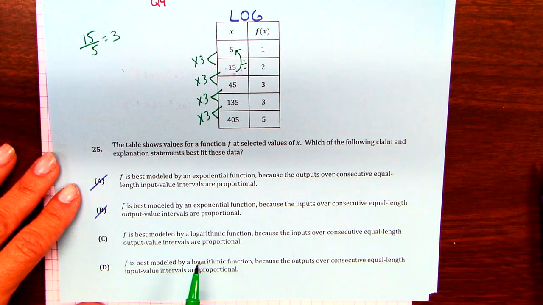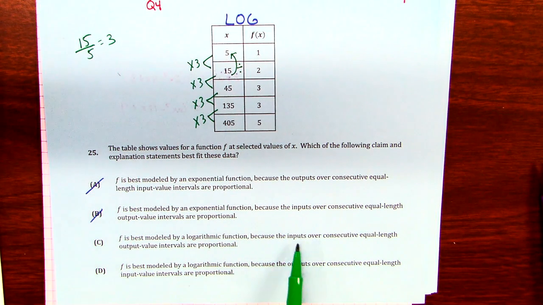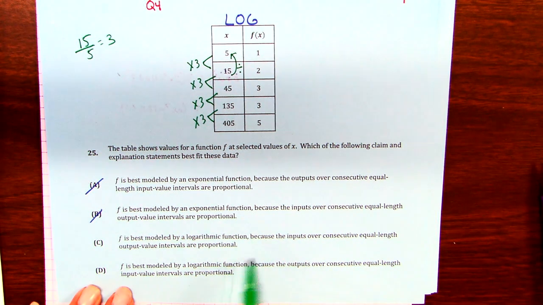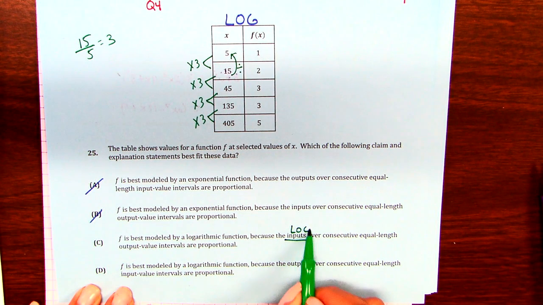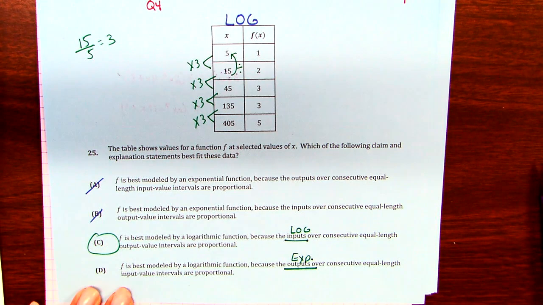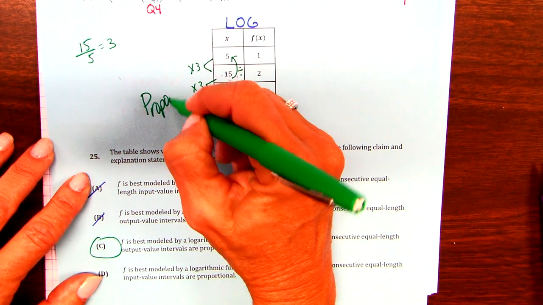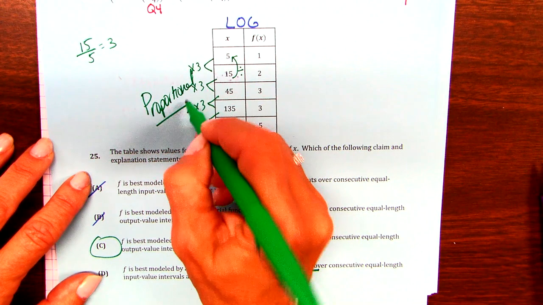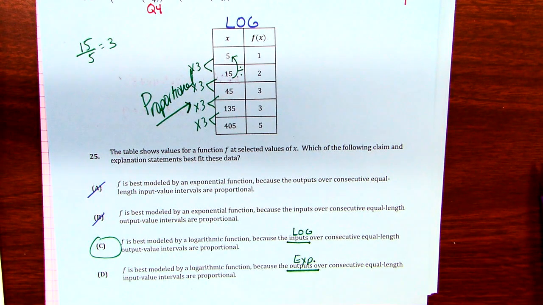And so let's look at our different choices here. Okay, so the sentences are the same up to logarithmic function. Okay, so let's look at this one. Because the inputs over consecutive equal length output value intervals are proportional, or the outputs, okay? When it's the inputs, that's log. When it's the outputs, that's exponential. This is a log. This is called proportional, when you're multiplying by something. When we add by something, it's differences. We'll talk about that in the next example.